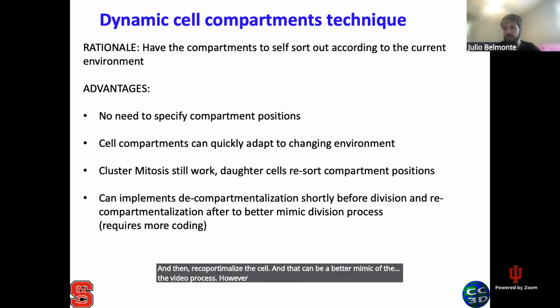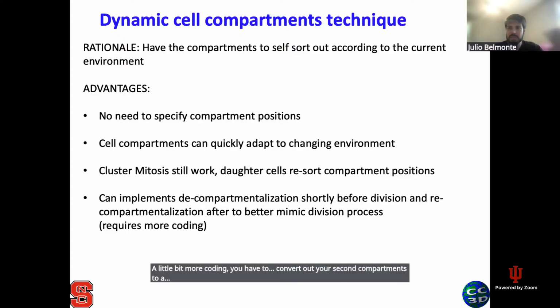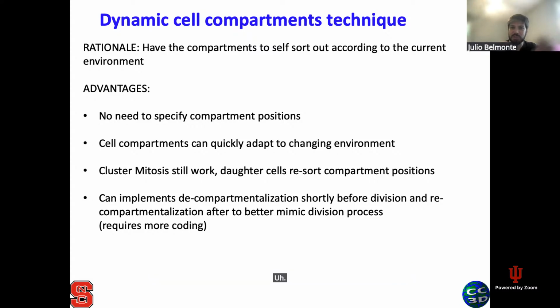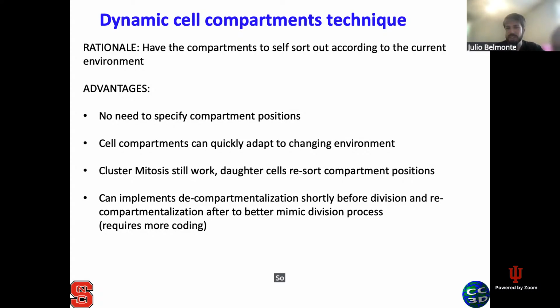However, this part requires a little bit more coding. You have to convert all your cell compartments to a neutral cell type, divide the cell, and then reconvert the compartments into the distinct ones, and then they are going to self-sort out. So that's the rationale and advantage.